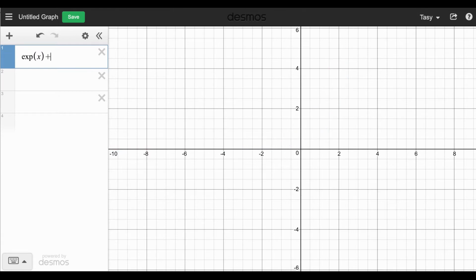If I add a 1, notice how now my y-intercept is at 2 because my graph shifted up 1. Or if I subtract 1, my y-intercept is now at the origin, which means I shifted down 1.